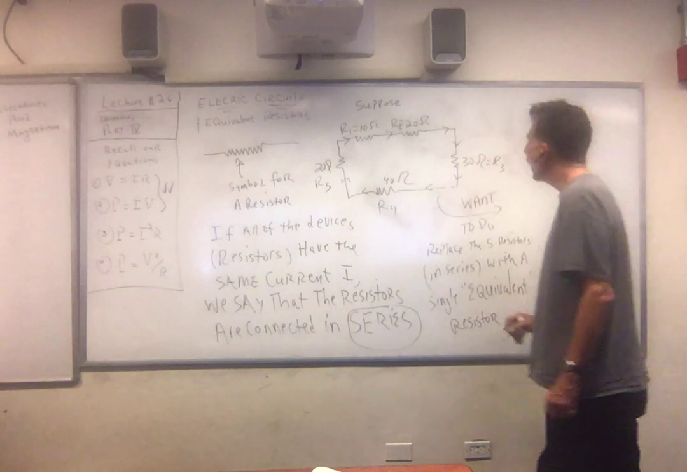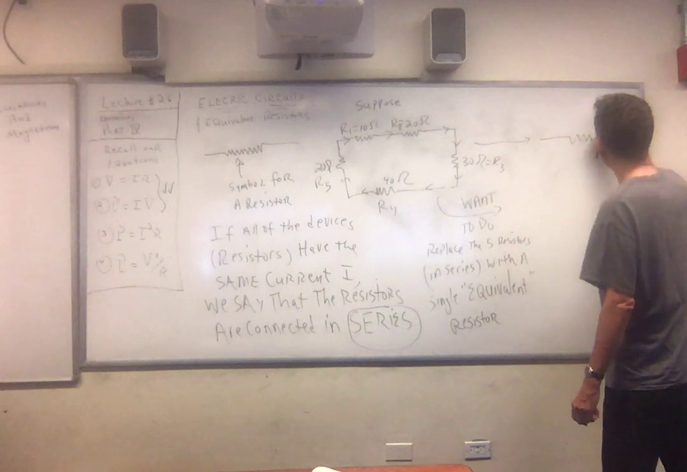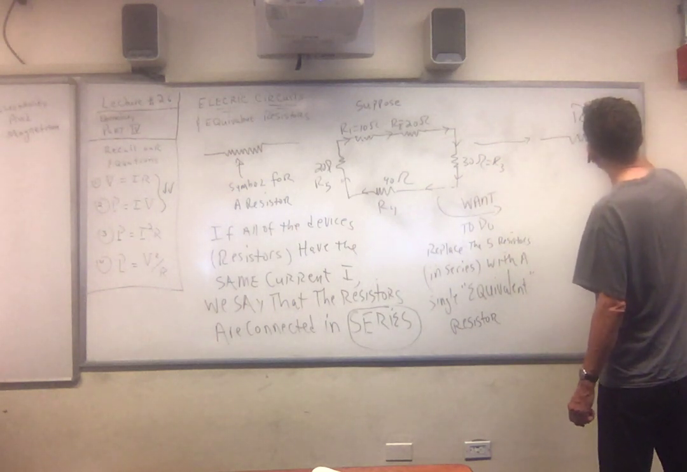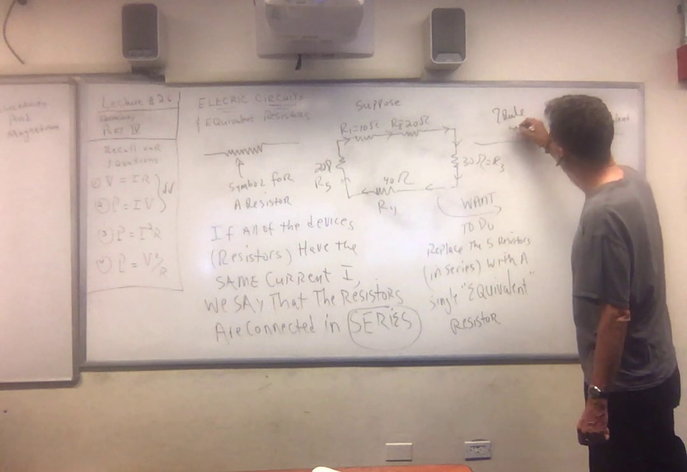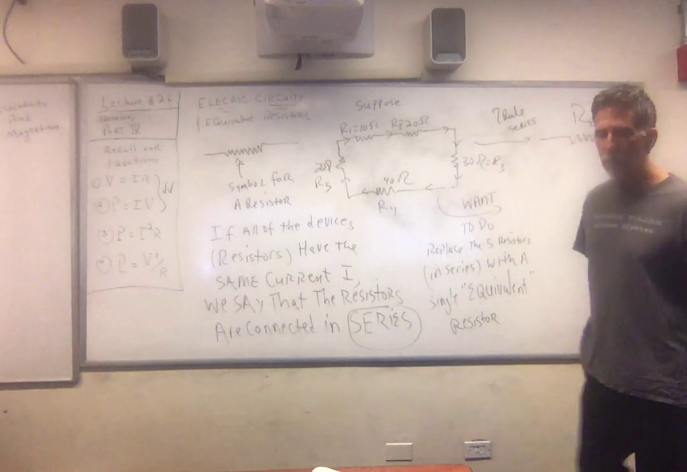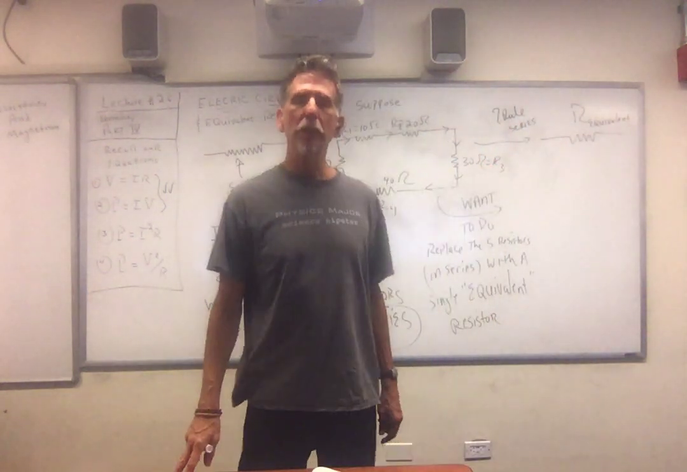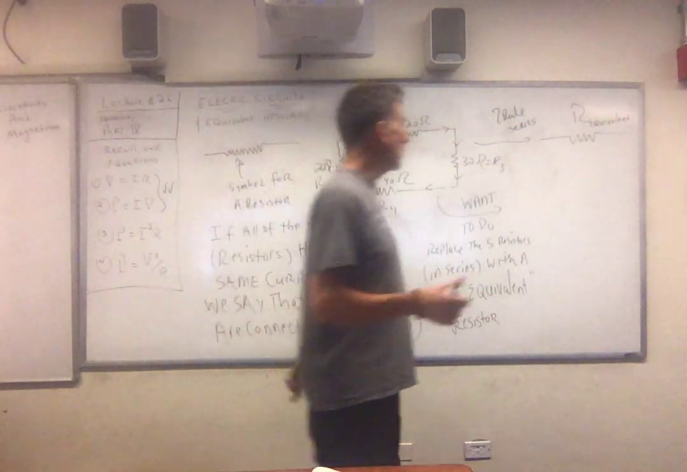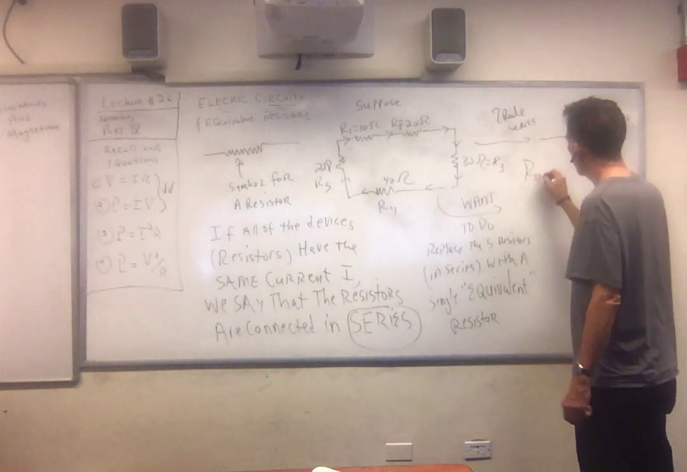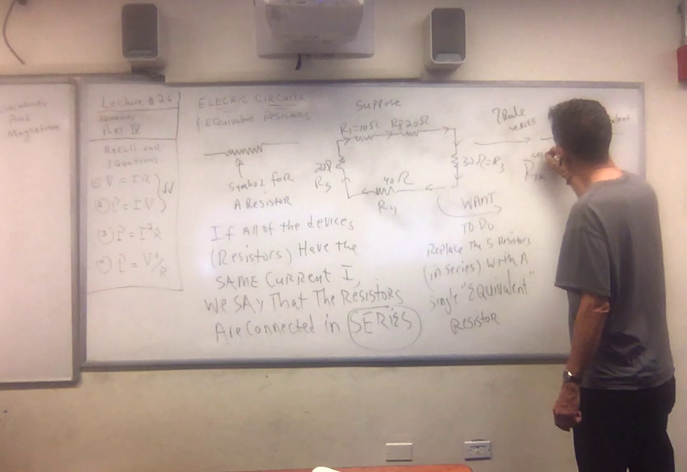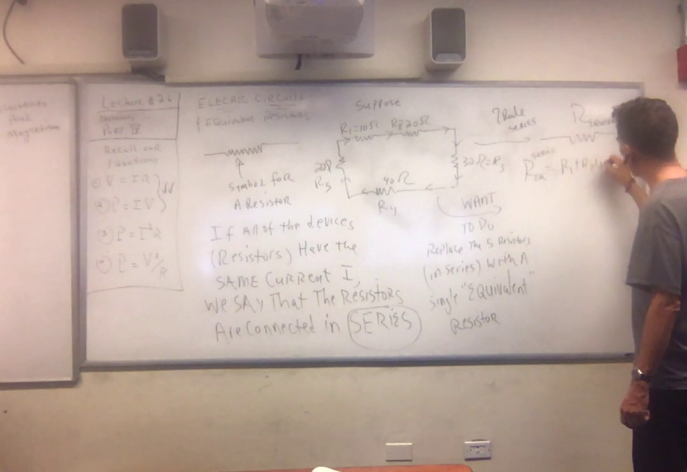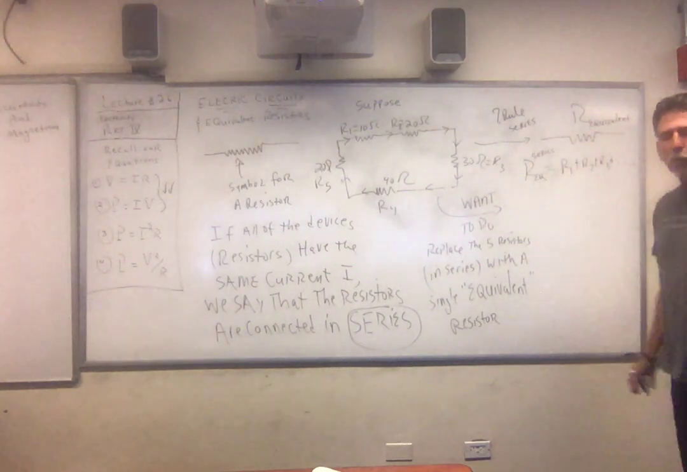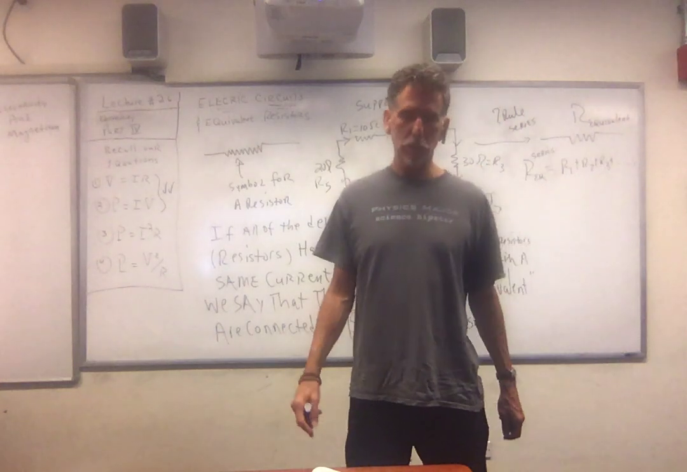Equivalent resistor. So we want this circuit to be replaced by this, and call this R equivalent. So we need a rule for series circuits. A rule for finding the equivalent resistance for series circuits is very easy. R equivalent series is just equal to R1 plus R2 plus R3 plus ... You just simply add up the resistors.